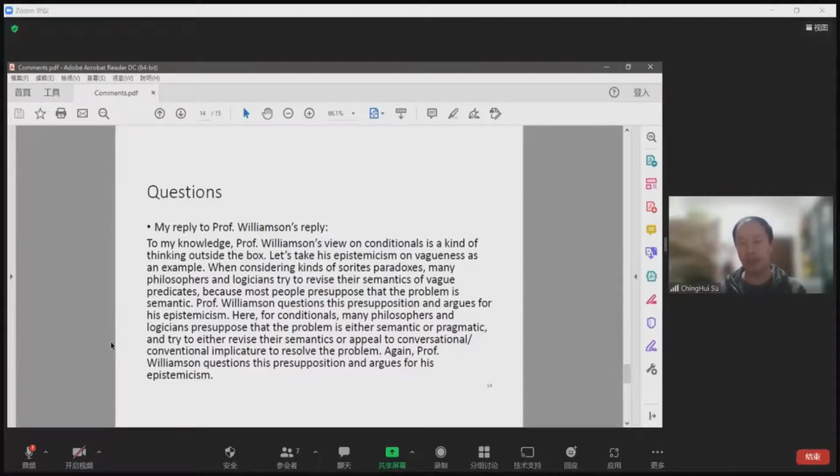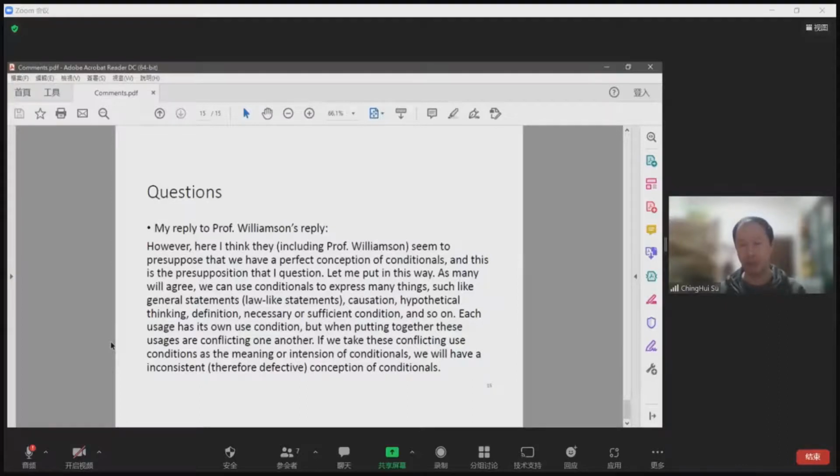Here, for conditionals, I think many philosophers and logicians presuppose that the problem is either semantic or pragmatic, and try to resolve it either by revising the semantics, or by appealing to conversational implicature like Paul Grice, or conventional implicature like Frank Jackson. Again, Professor Williamson questions this presupposition and argues for his epistemicism. However, I think they, including Professor Williamson, seem to presuppose that we have a perfect conception of conditionals, and this is the presupposition that I question.